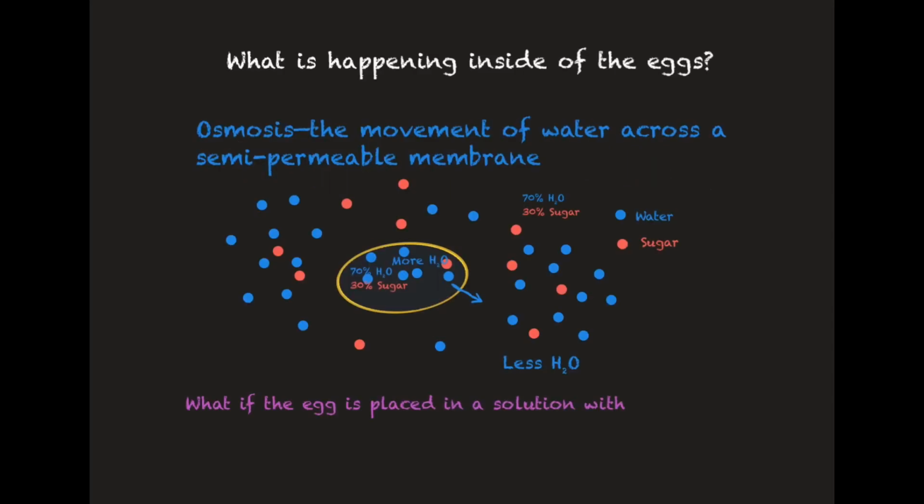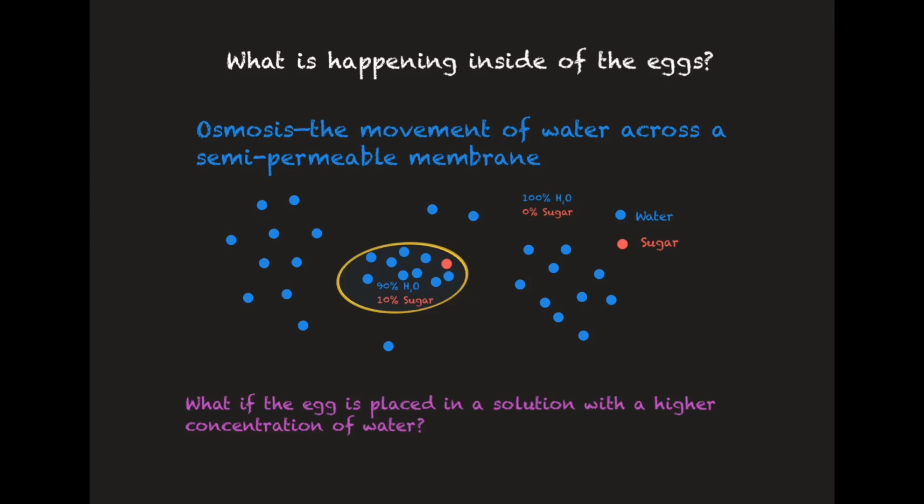Now, what if we put the egg in a solution that has more water than the egg itself? So we're actually going to model putting the egg into distilled water, which is 100% water and 0% sugar. So I'm going to remove all of the sugar particles from this solution, the scenario right here.